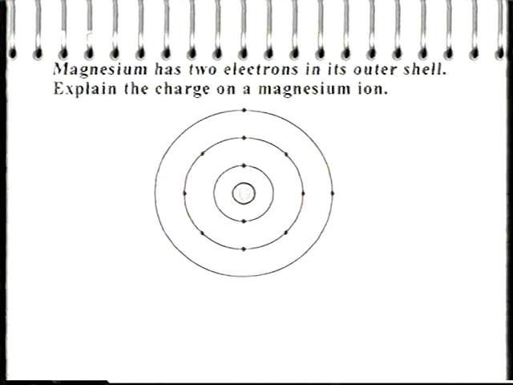Here's a question about atomic bonding. A magnesium atom has 2 electrons in its outer shell. Explain the charge on a magnesium ion when magnesium forms ionic bonds with other elements.